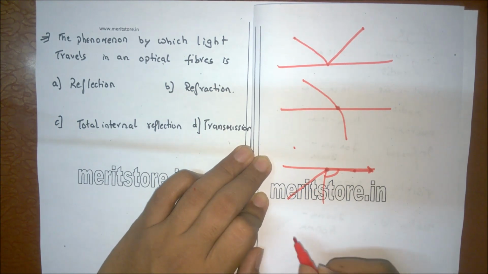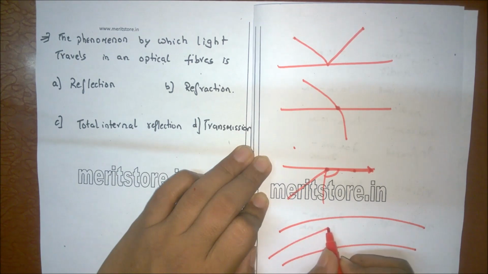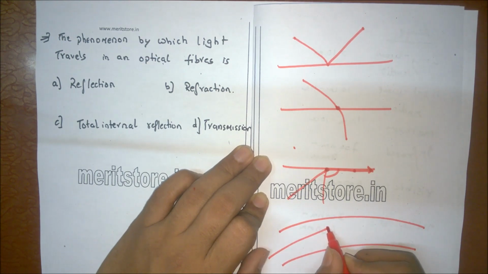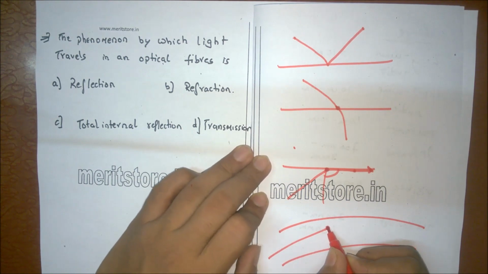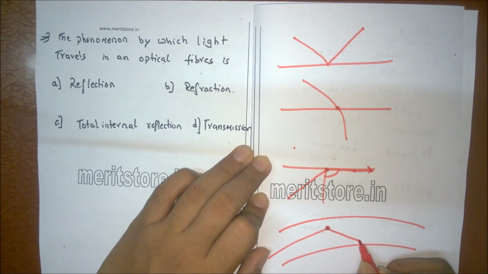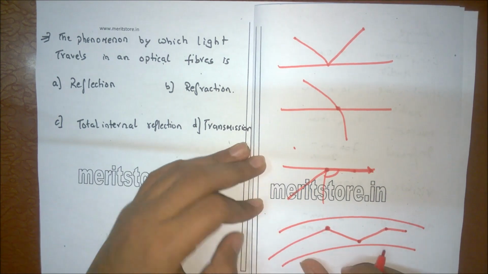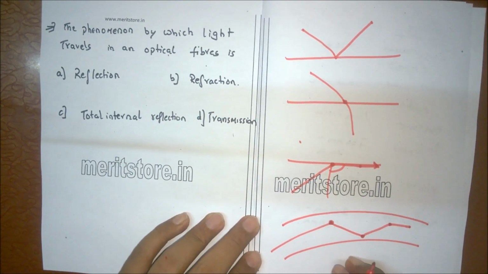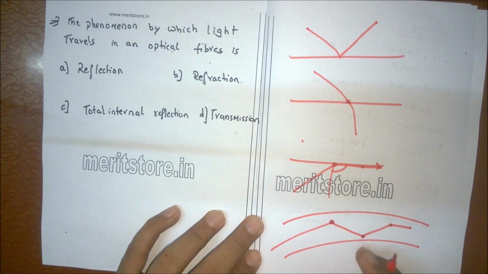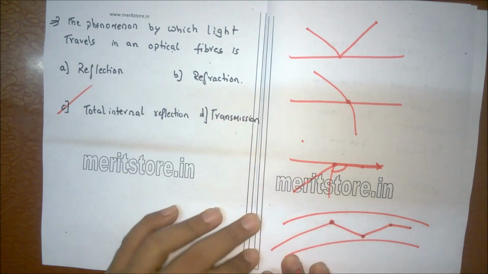Now, in optical fiber, when the light hits the core, it hits at an angle which is greater than the critical angle. Therefore, it is reflected back, and this continues happening as long as the light stays inside the optical fiber. Hence, this phenomenon is known as total internal reflection. So, the correct answer is option C.